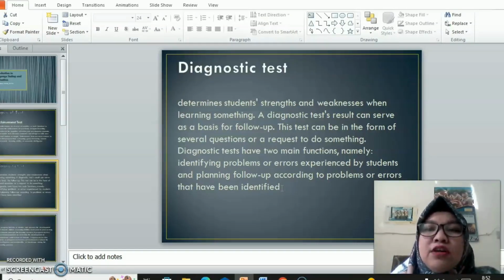So before we conduct the teaching and learning process, we have to diagnose our students in terms of their strengths and weaknesses. So the results of the diagnostic test can be our consideration in selecting the appropriate teaching and learning materials that we as the teachers will deliver.